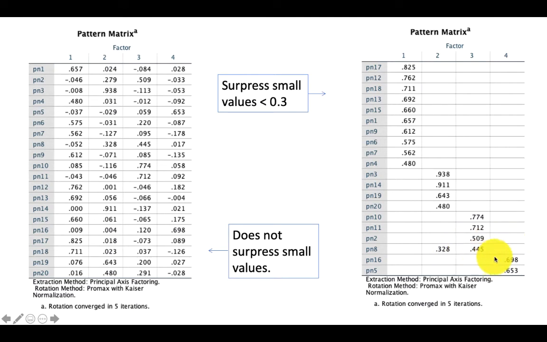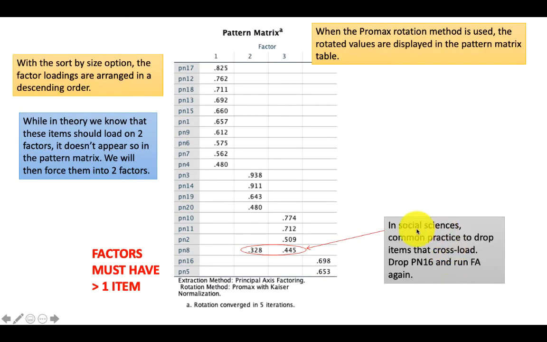Typically in social science, if an item cross loads, we will drop that item. Common practice to drop. After we drop it, oh sorry, it's not PN16, it's PN8. So you drop PN8 and then you run factor analysis again. In theory, we know that these 20 variables are supposed to load under only 2 factors. So what's going to happen next is we should force them into 2 factors.